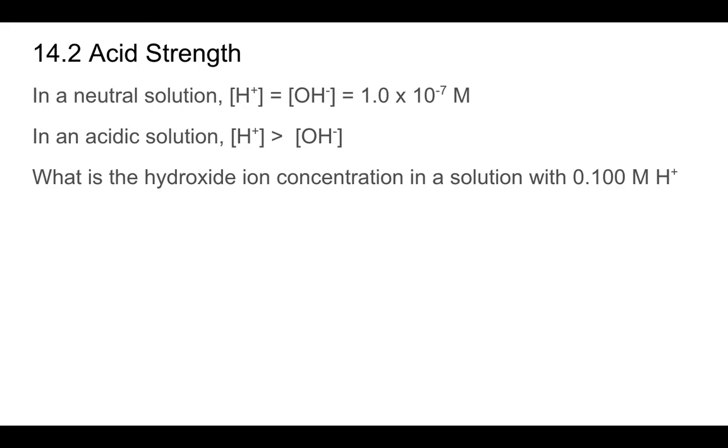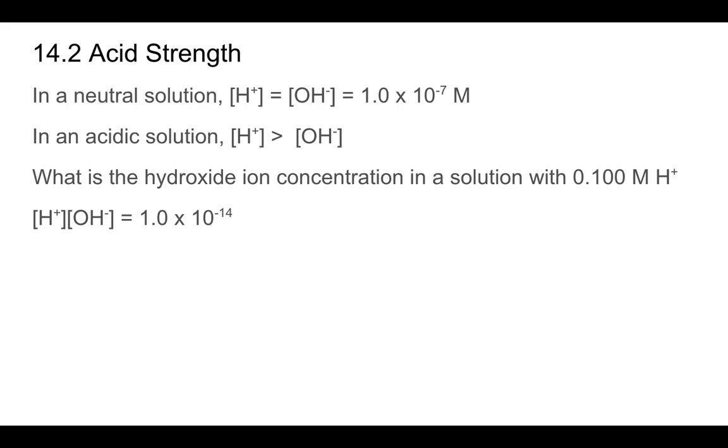So we get this inverse relationship. The more H plus you put in water, the less OH minus there will be in water. The more OH minus you put in water, the less H plus there will be. Quick math problem. What's the hydroxide ion OH minus concentration if your solution is 0.1 molar H plus?